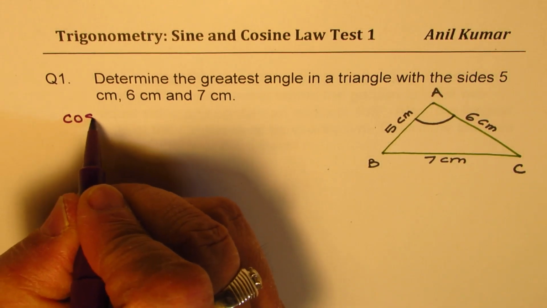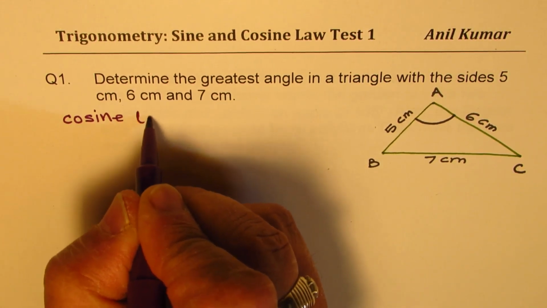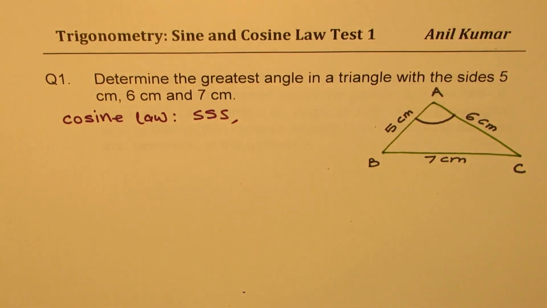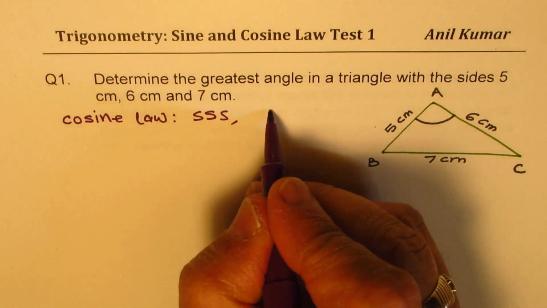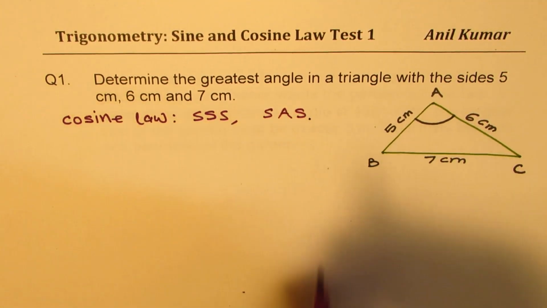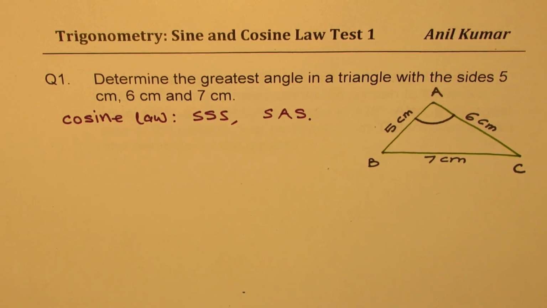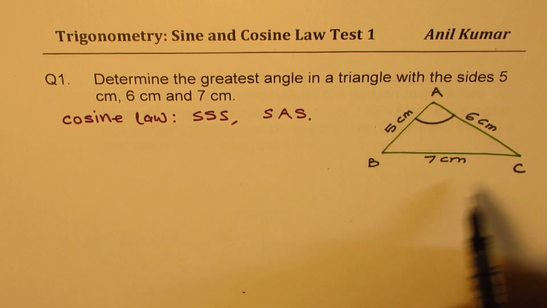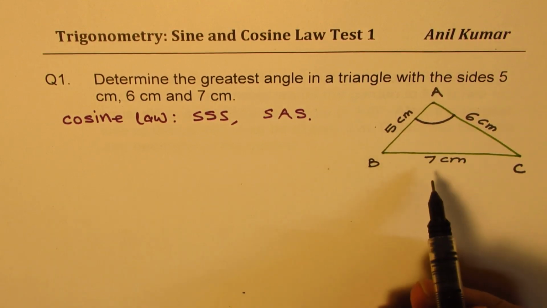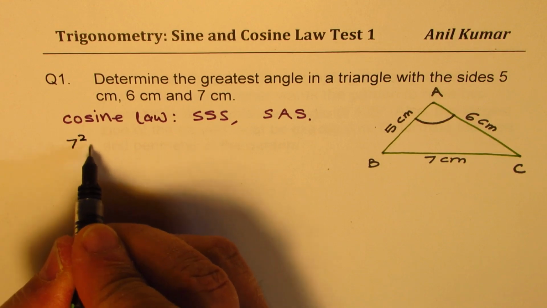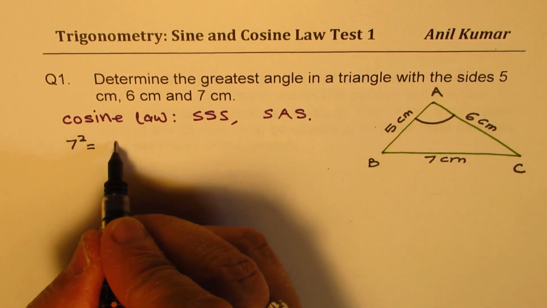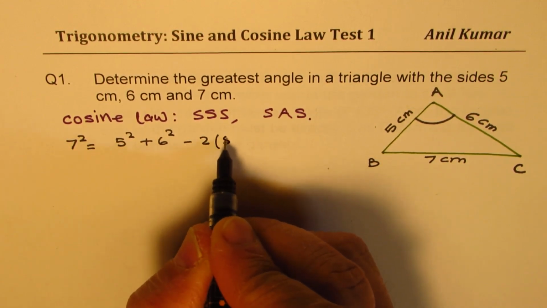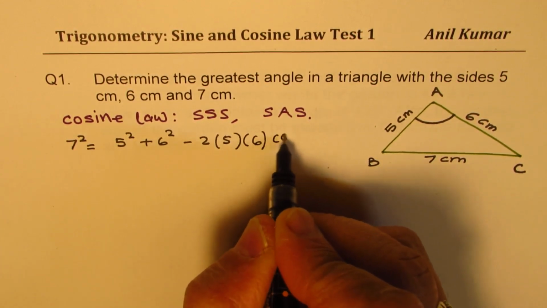Let me write down. Since we are given 3 sides. The other case where you always use cosine law is side, angle and side, correct? Now, you can use directly the angle formula, but let me write the standard formula, which is 7 square is equal to these 2 squares sum, 5 square plus 6 square, minus 2 times 5 times 6 times cos of angle A.